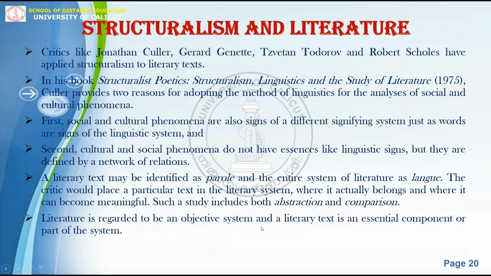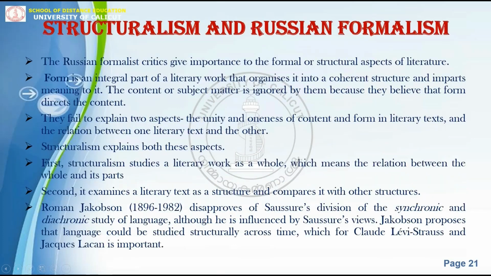Now, literature is regarded to be an objective system, and a literary text is an essential component or part of the system. So, literature should be considered, or it is regarded as an objective system. A literary text is an essential component or part of the system, that is literature.